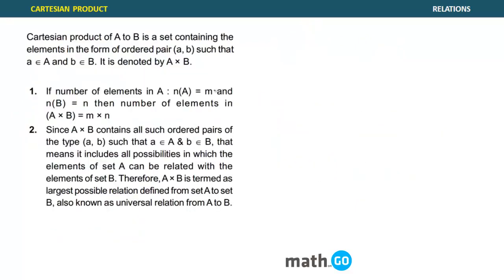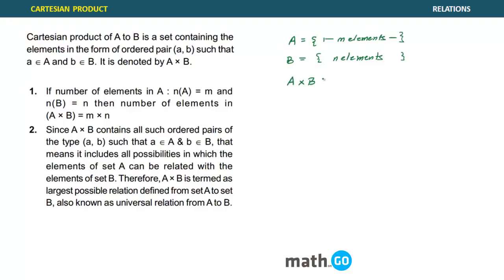So let's talk about the Cartesian product. What do you mean by Cartesian product? There are two sets. Let's say A has M elements, right? I am talking about n of A equal to M. It has M elements written over here. And B has some N elements in that set, right? And you need to find something called the Cartesian product, and it is written as A cross B.